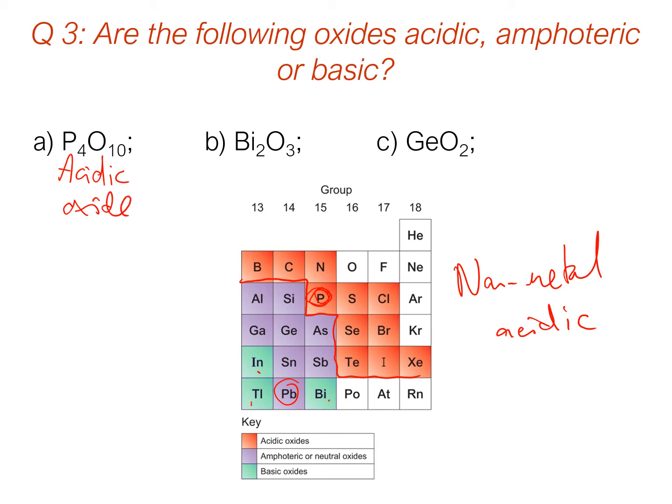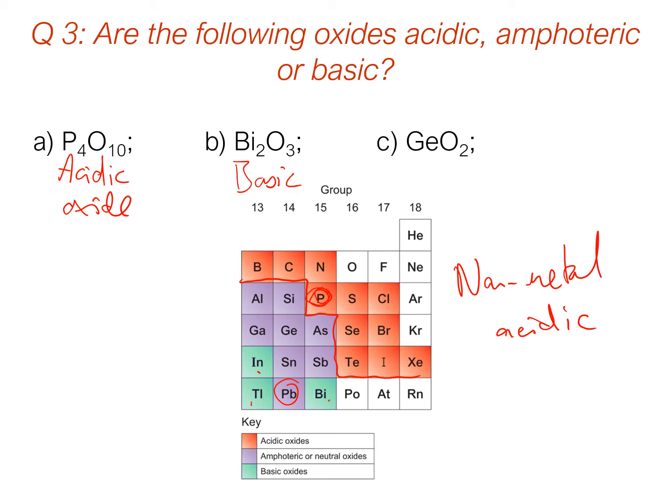B is asking us about an oxide of bismuth. Bismuth is right at the bottom of group 15. So where it's right at the bottom, we know it's going to be more electropositive. So you could guess from this that it's going to be a very electropositive metal. So it has a basic oxide. And the other way is, as I say, if you just remember these three, then you know that bismuth oxides are basic.